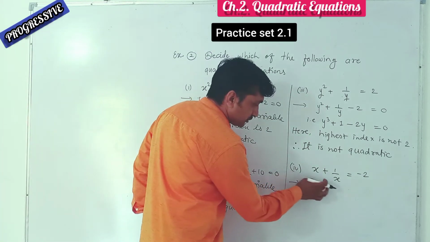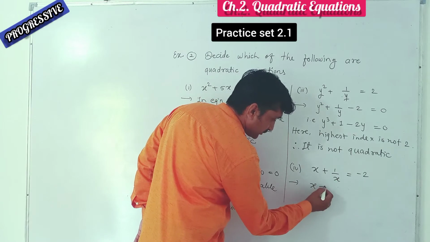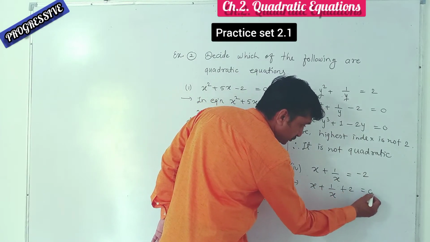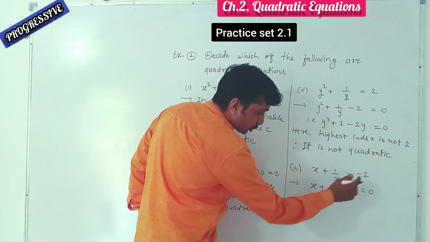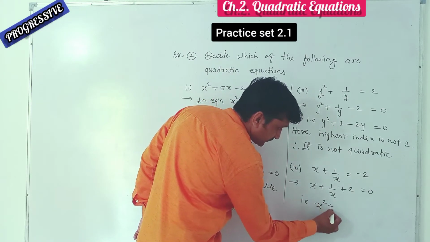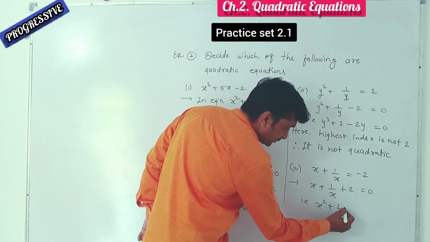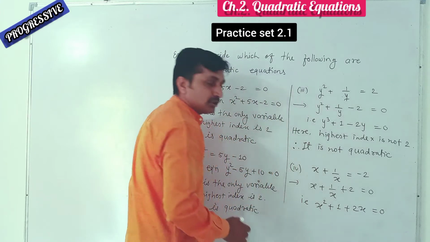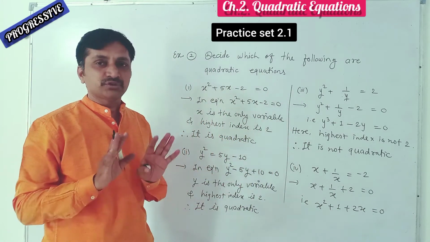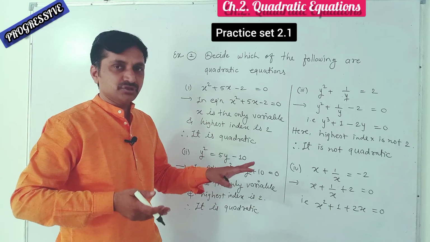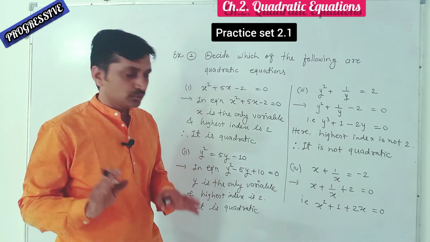Okay, in this way we have to write the reason also. Same way, fourth. Here also x plus 1 upon x, bring this minus 2 here, plus 2 is equal to 0. Now multiply by x to all. Then we get x square plus 1, since x will cancel, plus 2x is equal to 0. No need to write in standard form. It is not said to write in standard form, so for identification, if you don't write, there is no problem.